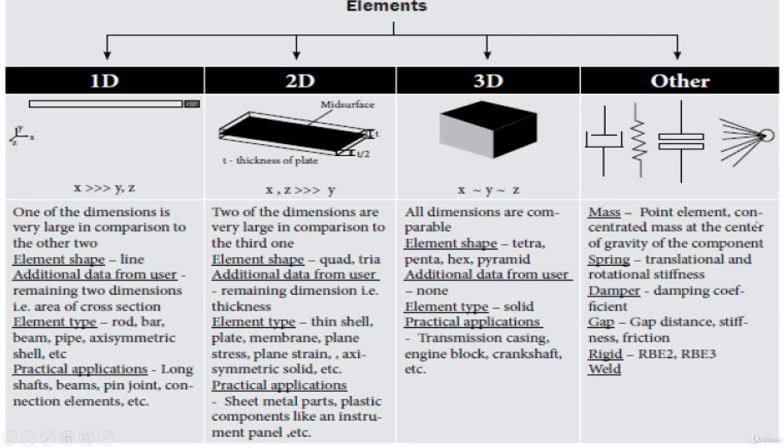And other sorts of elements exist, like mass element, spring element, damper element, gap element, rigid element. These are all different elements that are used to simulate mass, simulate the stiffness of a spring, or simulate a spot weld and other sorts of things.